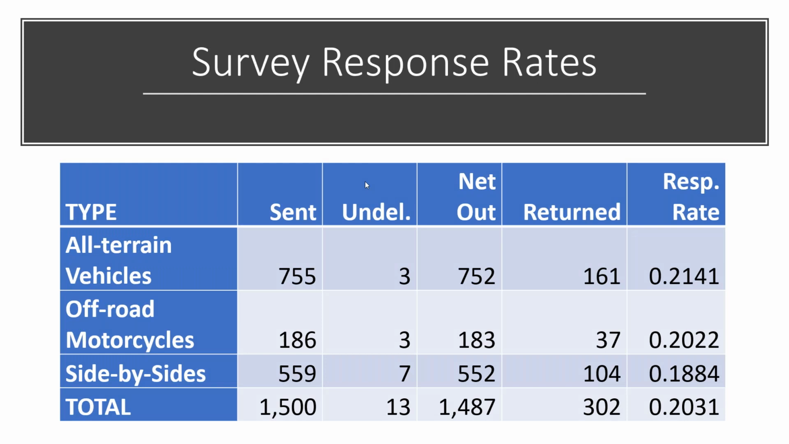We already went through response rates a little bit. We had an overall response rate of over 20%. All-terrain vehicles were the biggest responders. Side-by-sides were a little lower, but by and large, we had great responses from everybody. This is something about the commitment of off-highway vehicle owners in Iowa.